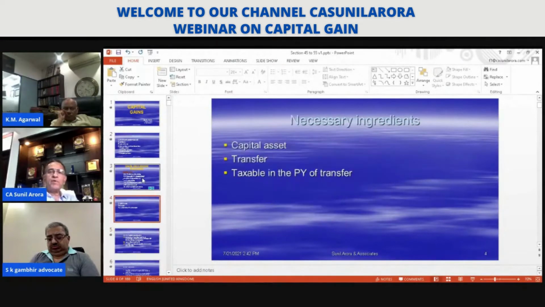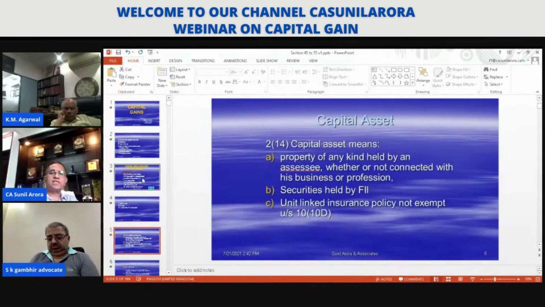Now, before we move forward to other charges, we need to look at what is a capital asset. Capital asset has been defined in clause 14 of section 2, which primarily defines it very widely. So it is a property of any kind held by an assessee. Now, property of any kind held by an assessee. Gersa was saying, whether it is owned by the assessee or held by an assessee.